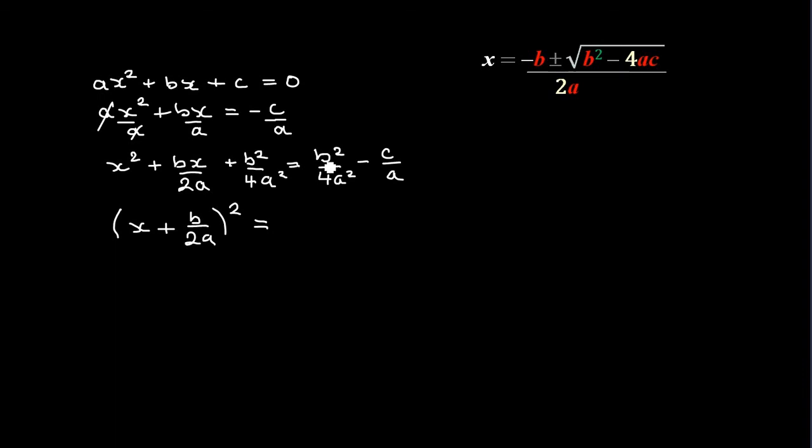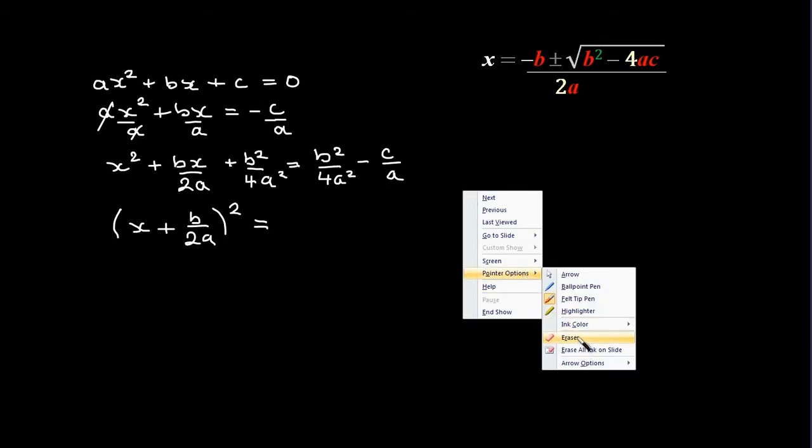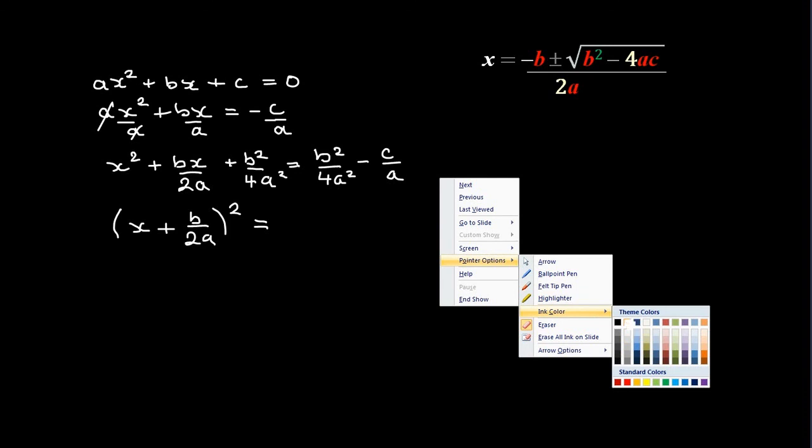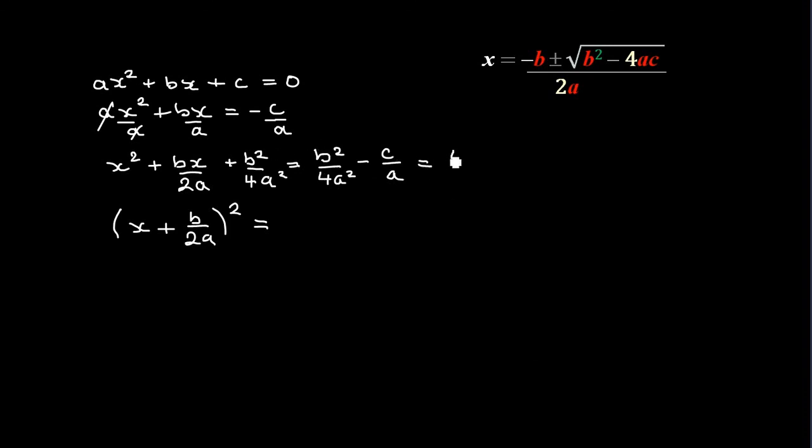Before we do that, let's combine these two terms: b squared over 4a squared minus c over a. We need common denominators. What have we got to do to get this to be common with that? We've got to multiply by 4a. It's probably clearer if I rewrite it. This right hand side is b squared over 4a squared minus c over a, and we've multiplied the bottom by 4a, so we must multiply the top by 4a as well, so we end up with 4a times c, 4ac.